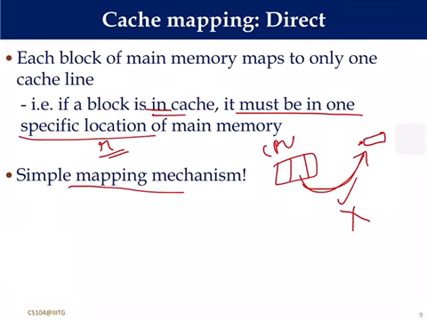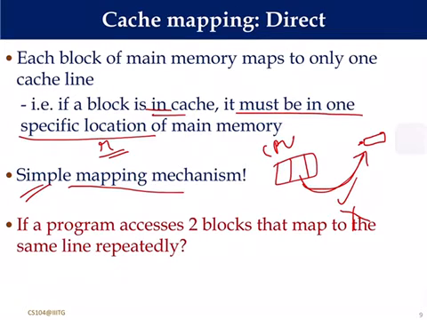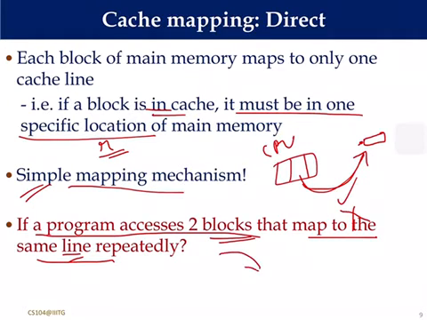But as we know, there is no free lunch. As it is simple, there has to be some problem associated with it. So for that, as I often do, I'll give you a thinking assignment. If a program accesses two blocks that map to the same cache line, where line means cache line or cache block, then what will happen? What do you think? I expect your discussion and answers on the course website, and we will see.